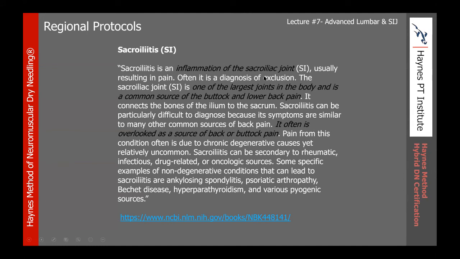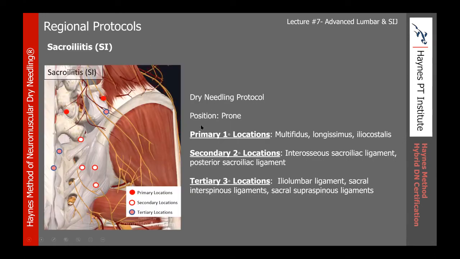Sacroiliitis is just inflammation of the sacroiliac joint. I'm not looking to see if there is an upslip, an outflare, any misalignment, anything like that. I'm just curious about the inflammation itself and what we can do to needle down into that to make a change there. Our primary locations, again, are multifidus, longissimus, iliocostalis. Why? Because they all terminate in this location right here, the same area where we're feeling our pain problems.